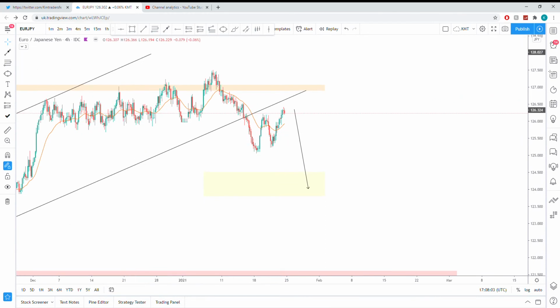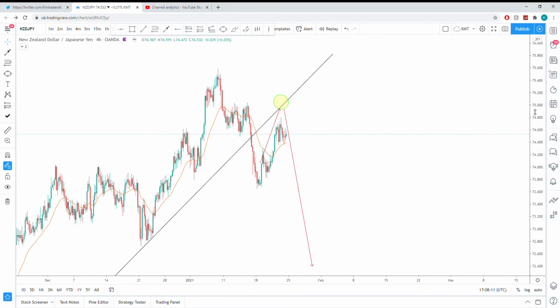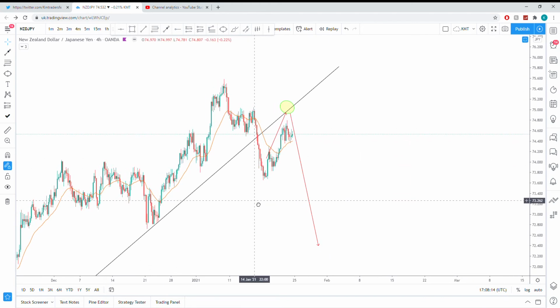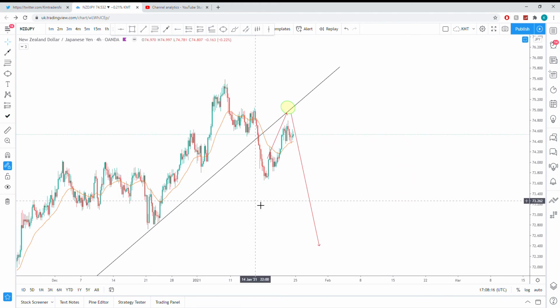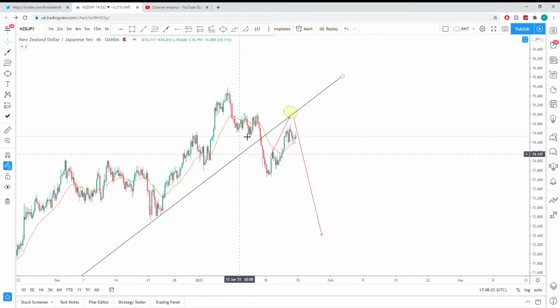Now looking at NZDJPY. Let's take a look at this one, because it's been very quiet. I haven't really been looking at these pairs, the JPY pairs have been pretty much hidden. I've been focusing more on the US dollar pairs. But what we can see here is price moving sideways. We did have that nice retracement as we did call last week, so it's very nice to see.